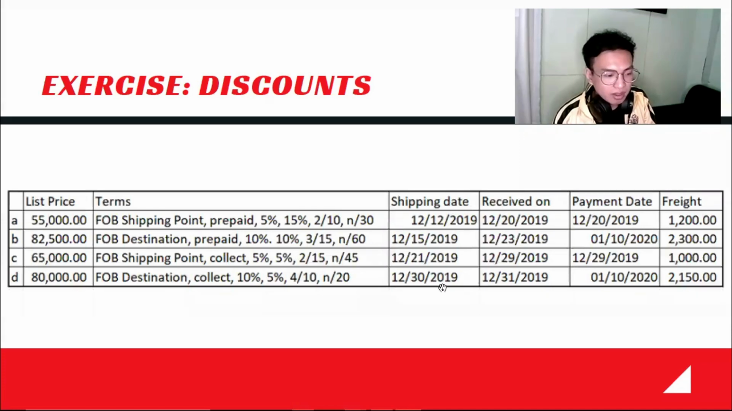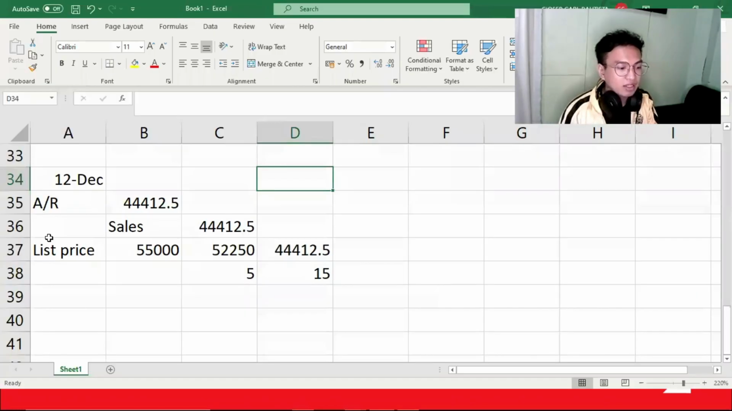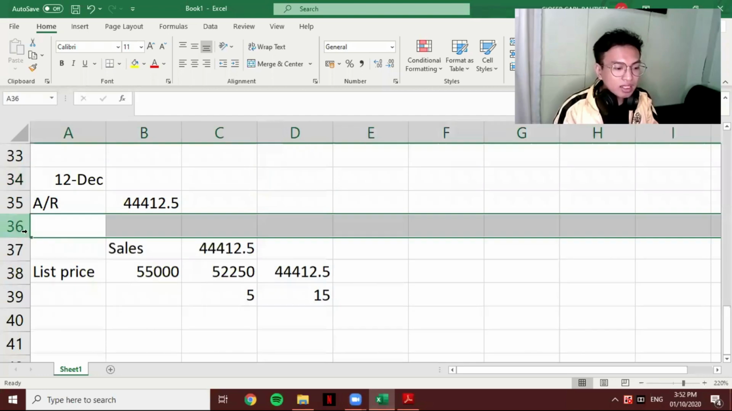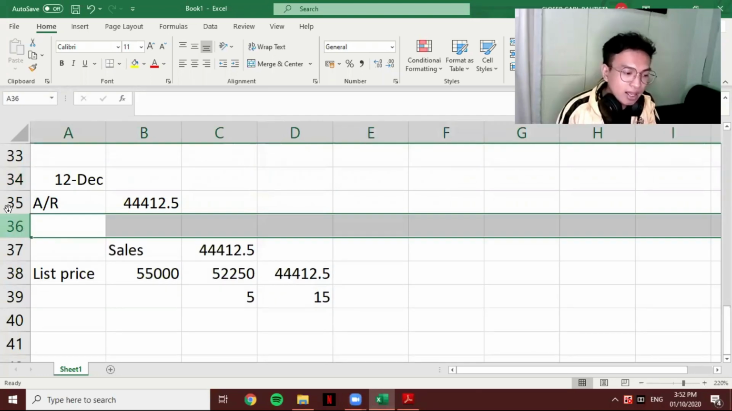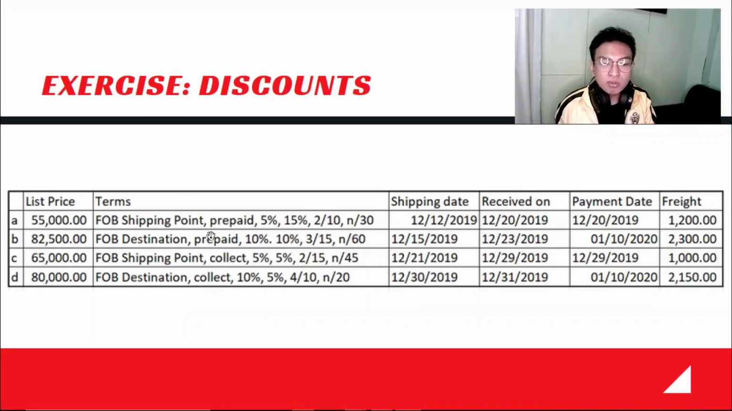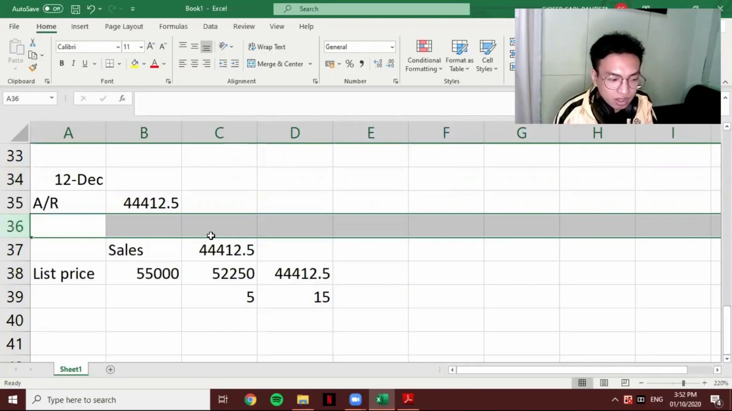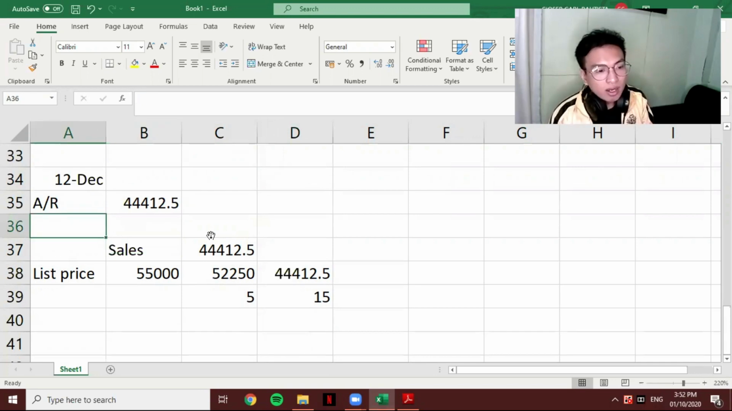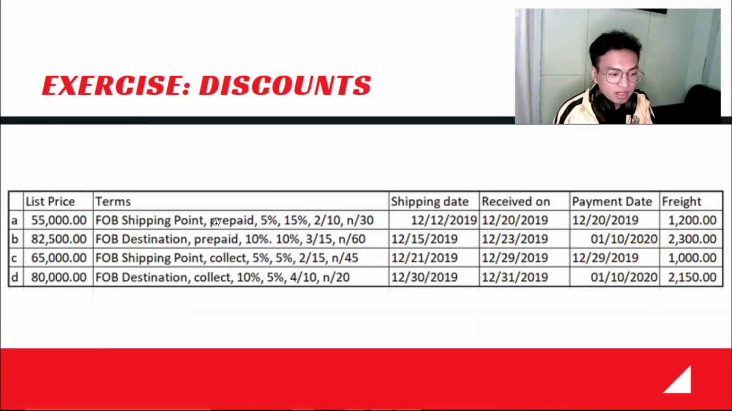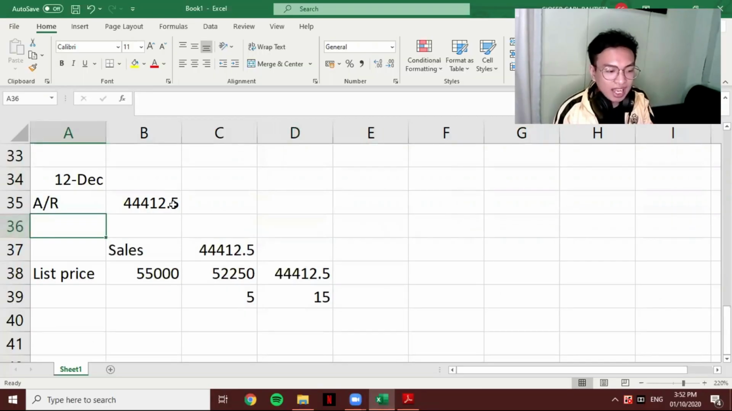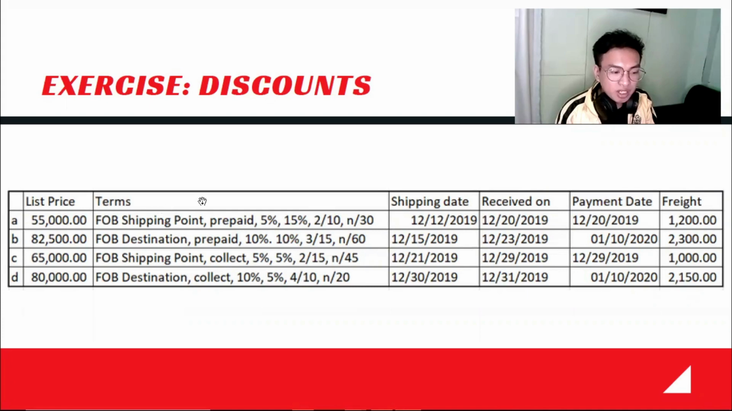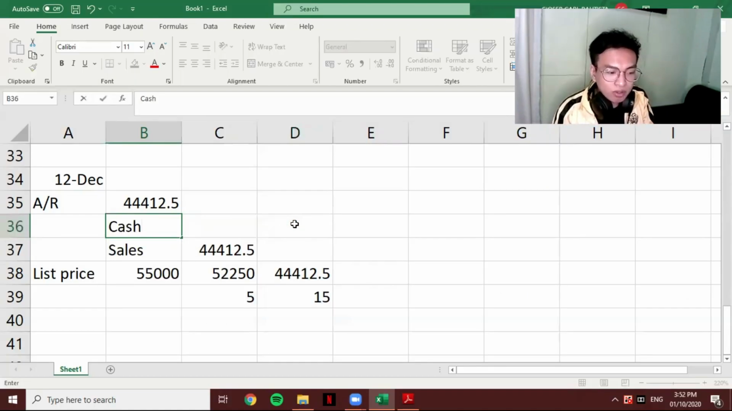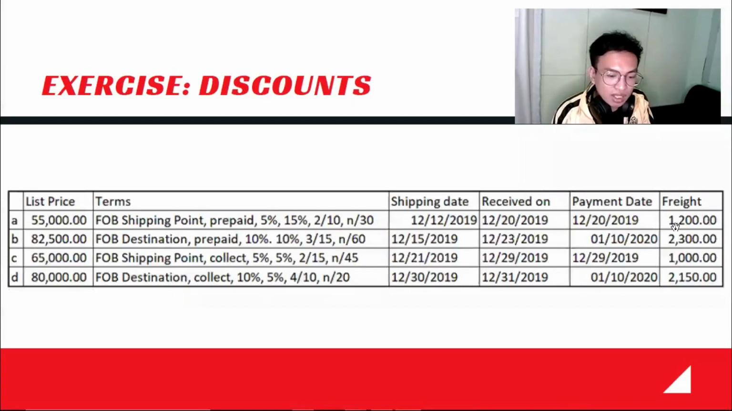Now, it is paid. May freight pa pala. Let's check if the freight is ours. This is shipping point and sabi ko, assume natin that we are the seller. So since this is the seller's perspective, we are not going to record the freight since it's shipping point. But nakita nga natin na aside from the shipping point, it is prepaid. So tayo ang nagbayad ng freight amounting to 1,200.